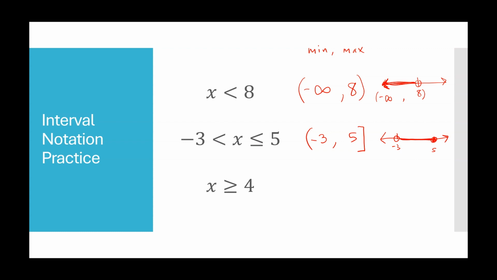X is greater than or equal to 4. That means 4 is my smallest possible number. And I have no biggest possible number, goes to infinity. Since it was or equal to, this is going to be a square bracket for 4. And always a round bracket on infinity. That's how we do interval notation for inequalities.